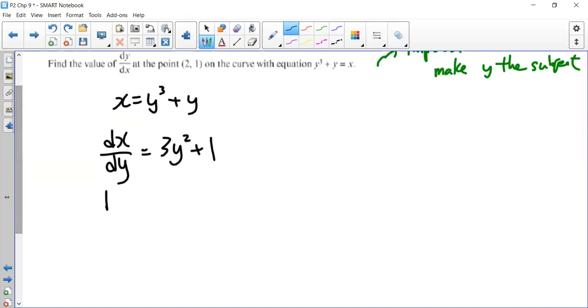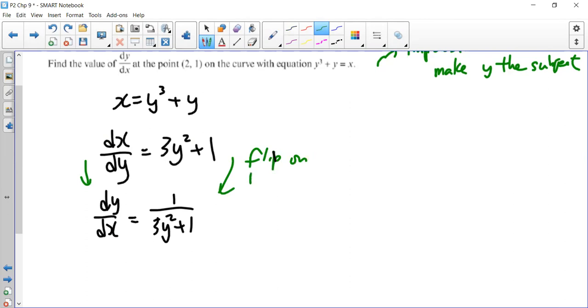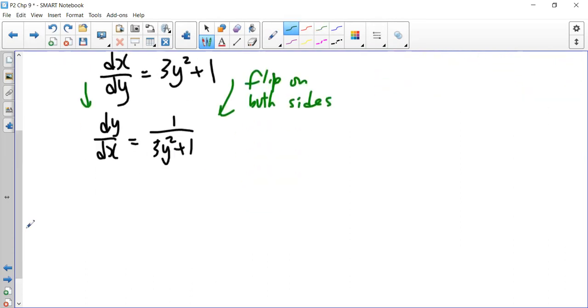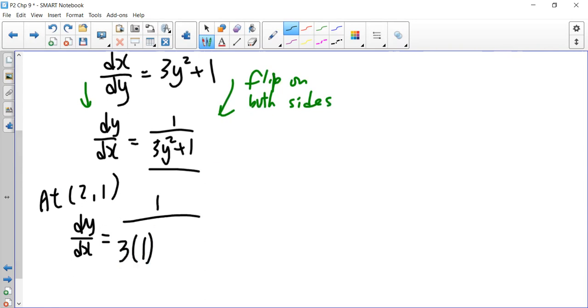If I want to find dy by dx, I flip on both sides. Why? Because we need dy by dx. Simple as that. And we need the point 2, 1. So at 2, 1, then dy by dx equals this. Now this time the function is given in terms of y. So when we find a value for dy by dx at 2, 1, replace the y value instead. So 1 over 3 times 1 squared plus 1. So 1 over 4, and that should be a quarter.